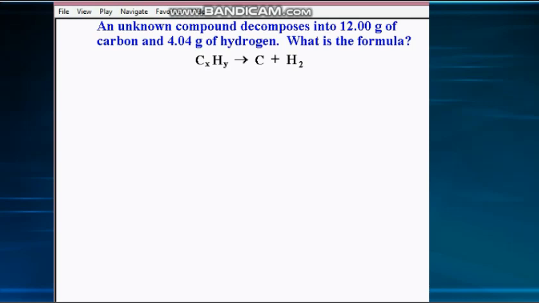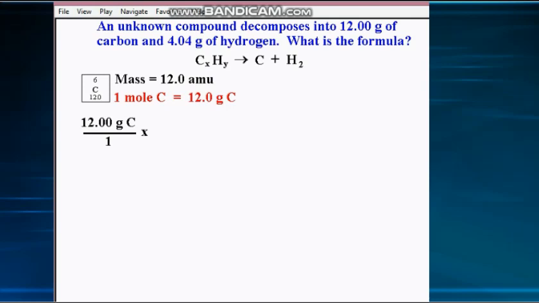The chemist's reaction produced 12.00 grams of carbon. I can convert that to moles if I look at the periodic chart. The entry for carbon on the periodic chart tells me that the mass of carbon is 12.0 AMUs. That also tells me that 1 mole of carbon is equal to 12.0 grams of carbon. That's good. That's our conversion relationship between grams and moles. So I take my grams of carbon, put it over 1, and multiply by the conversion relationship with grams of carbon on the bottom so that they cancel. We find out that the chemist produced 1.00 mole of carbon.